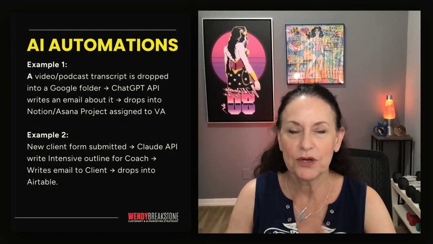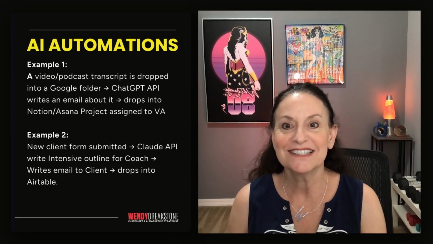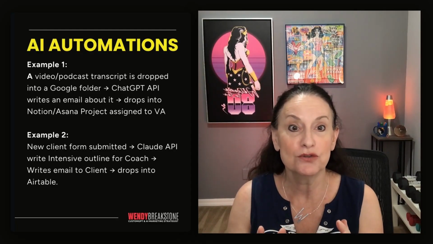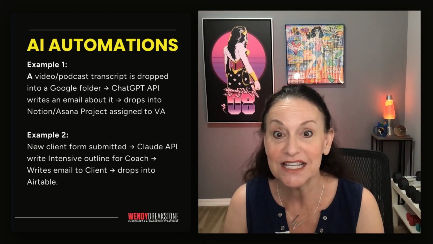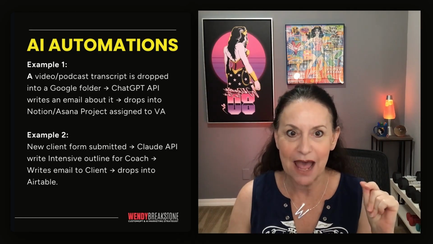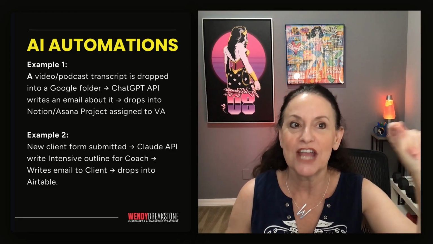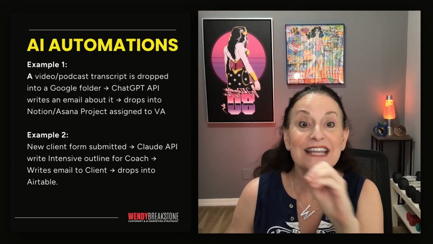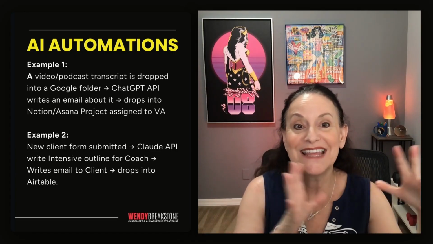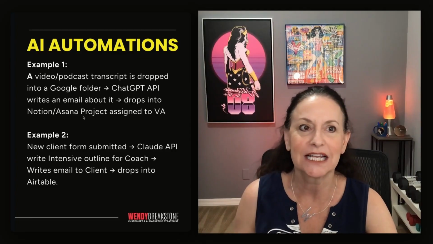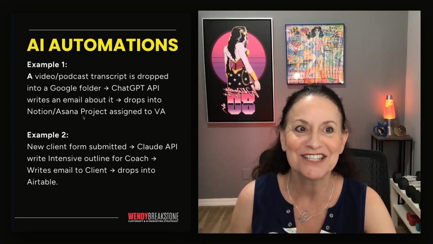So let's talk through a few examples. For instance, you have a video script and you drop it into a Google Drive. So the trigger is the Google Drive. It hits the Google Drive, and then an action happens. It goes through a ChatGPT API, which is the AI part. It writes the email, and then it moves the email and drops it into a Notion or Asana or ClickUp database and assigns it to a VA.